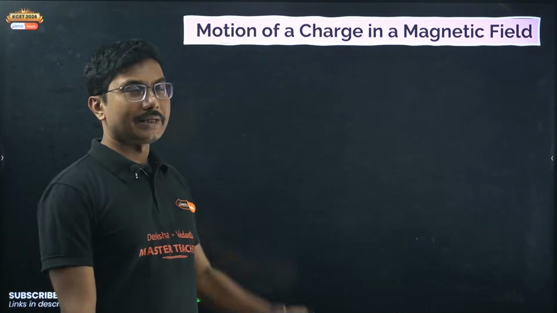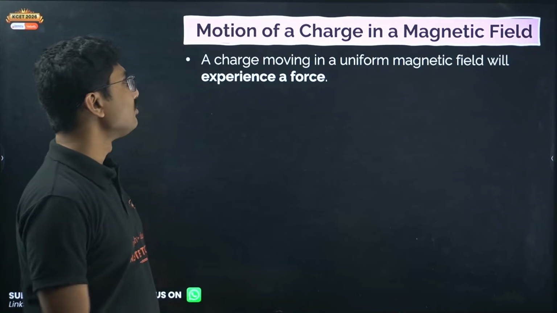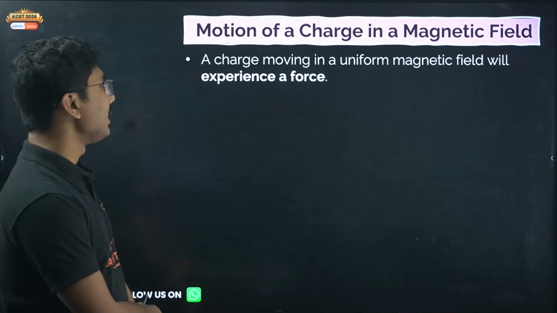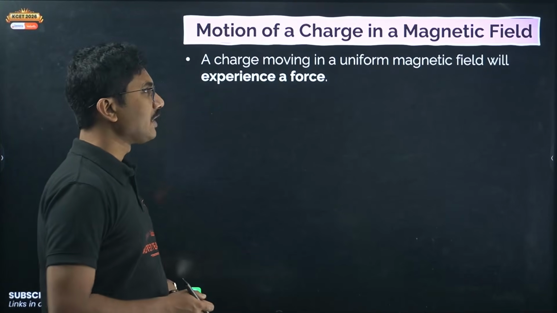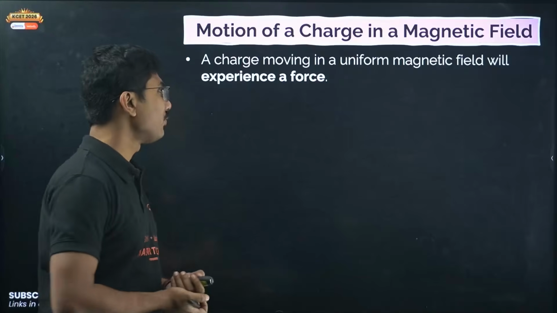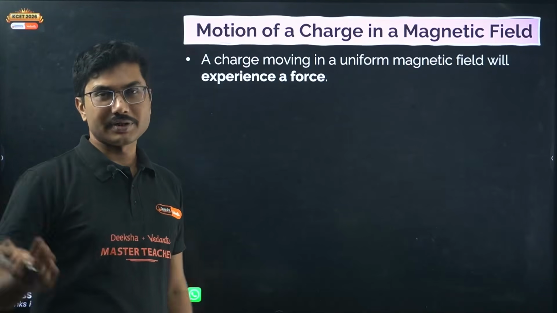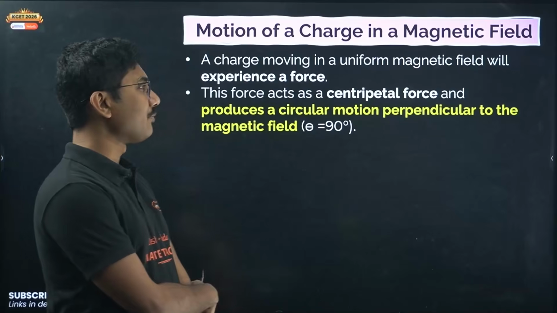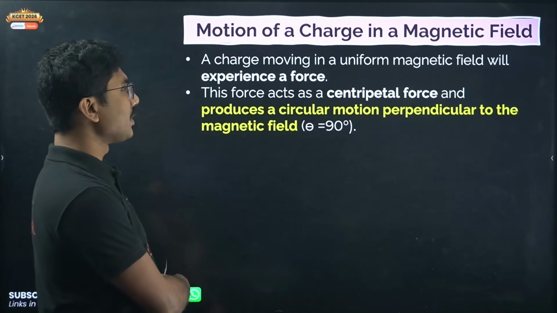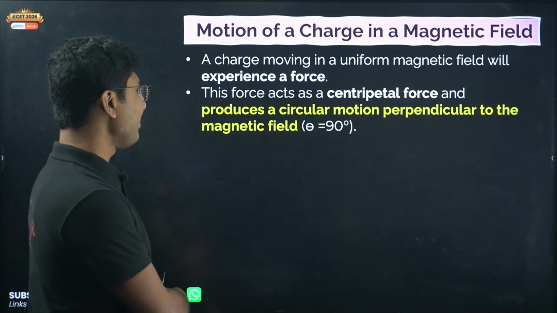Motion of a charged particle in a magnetic field. A charge moving in a uniform magnetic field will experience a force. So if the charged particle is moving in a uniform magnetic field, it will experience a force. So motion and magnetic field obviously give rise to the force. This force acts as centripetal force and produces a circular motion perpendicular to the magnetic field.